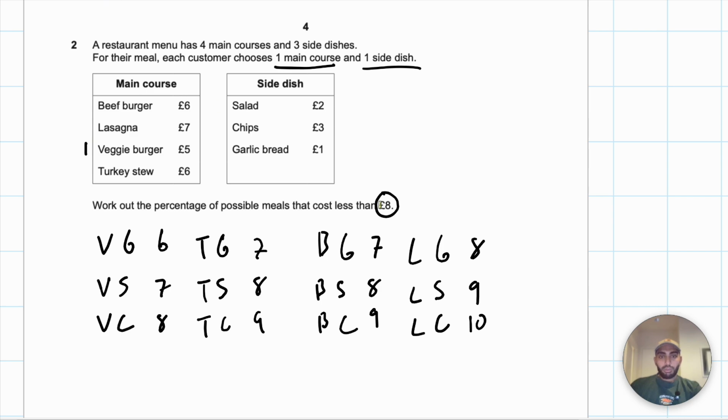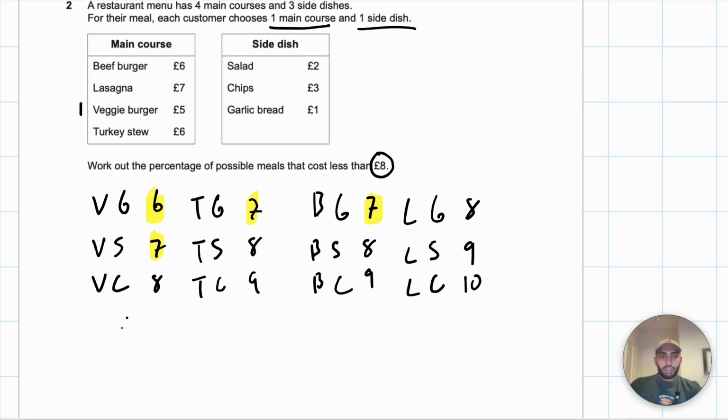Let's highlight all of the ones that are less than £8. So I can't choose 8. I need to make sure that they're less than 8. How many of those do I have? 1, 2, 3, 4. That's 4 out of 3, 6, 9, 12 possible combinations. That would simplify to 1/3, and that is the same as 0.33 or 33.3 recurring percent.